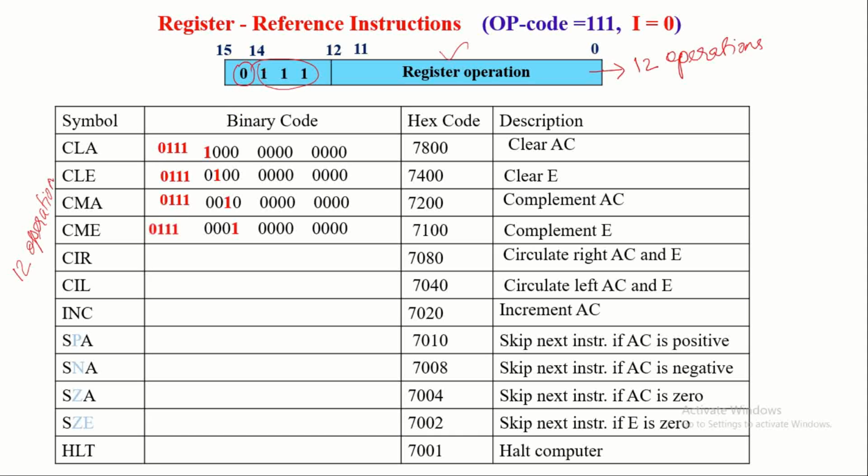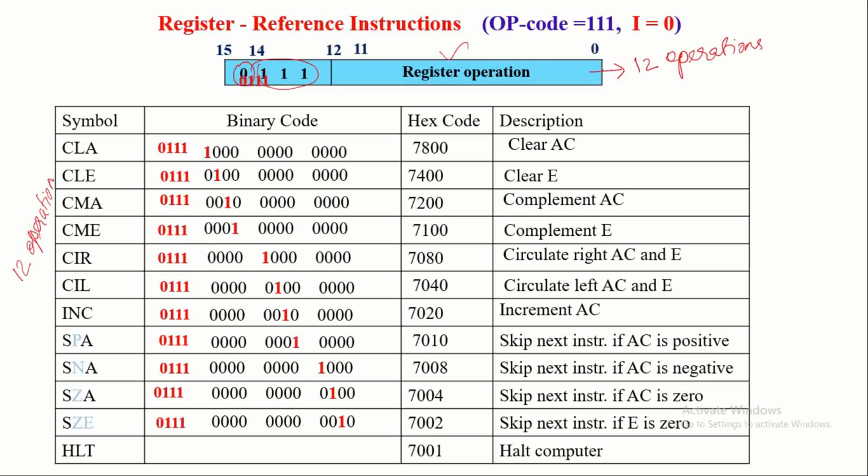Okay, if you look at the 16-bit binary code of the register reference instructions, you can observe here the 12 to 15-bit values in all the 12 instructions are all set to 0111. And if you observe the 12 bits which are allotted for register operations, out of the 12-bit values, only 1 bit is set to 1.